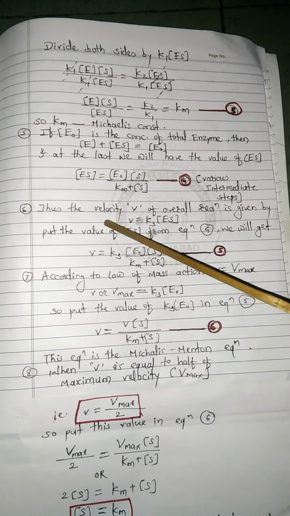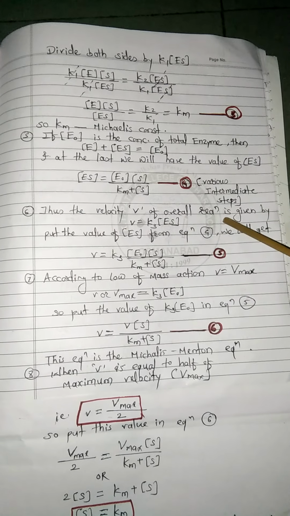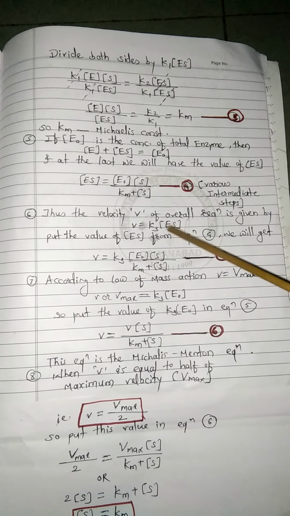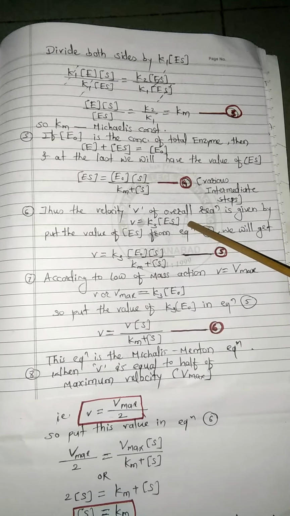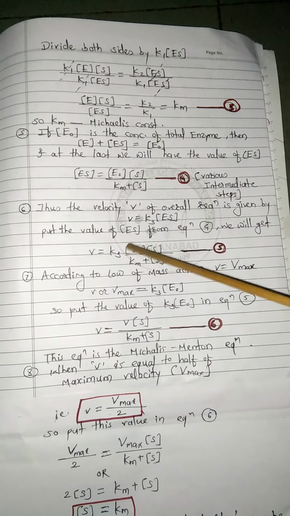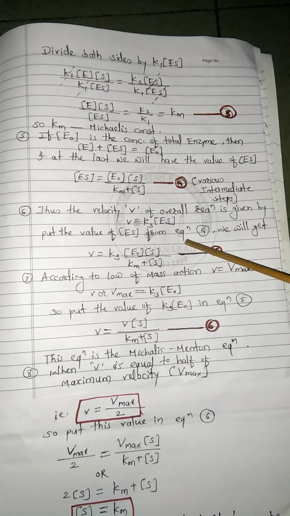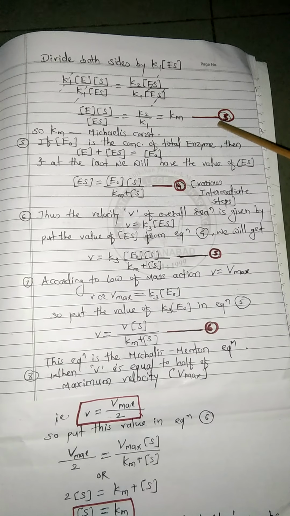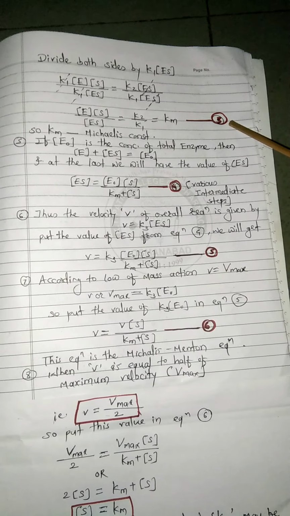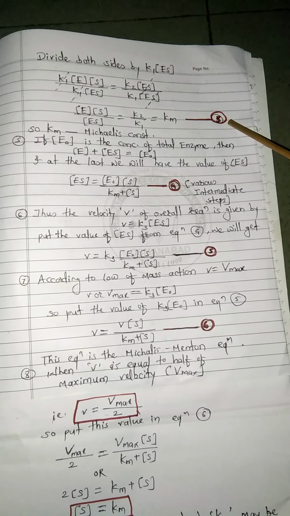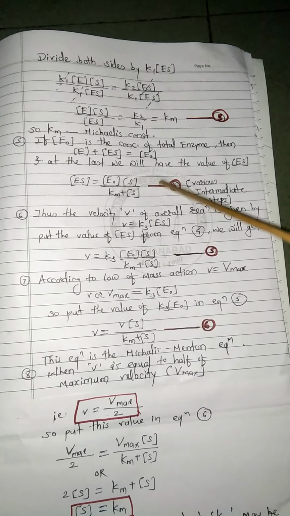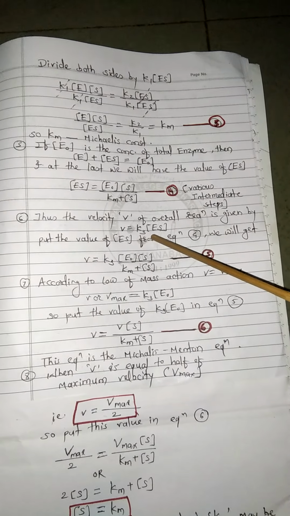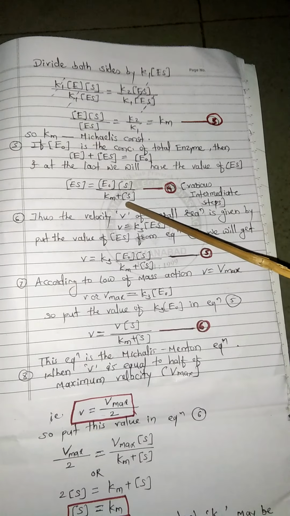Next, the sixth point: the velocity V of the overall reaction is given by V equal to K3 times the enzyme substrate complex ES. So put the value of ES from equation 4 and we will get the result, as here we have V equal to K3 ES, so we are putting this value.